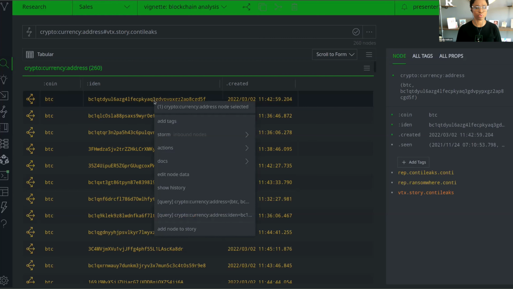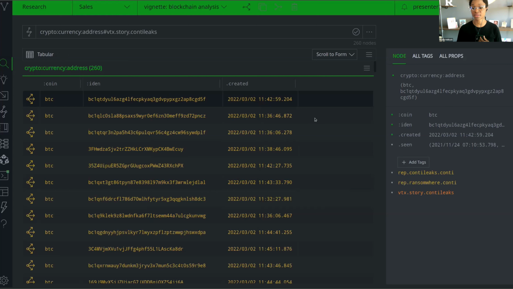To do that, we leveraged our BlockCypher power-up primarily to pull in data from the blockchain. We have several power-ups that we can use to enrich cryptocurrency addresses. We have Etherscan for Ethereum addresses, but we use BlockCypher to pull in those transactions. I didn't pull in this data manually. We specifically leveraged automation that went out to BlockCypher for us because we tagged this data with Contileaks. When it saw this Contileaks tag, or specifically the story tag, it went out to BlockCypher and pulled in transaction data for all of these addresses.